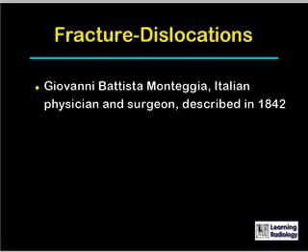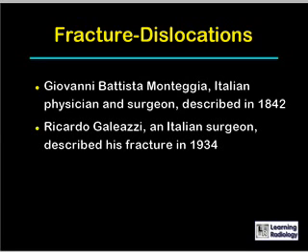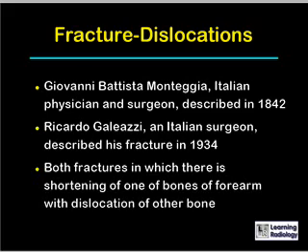Giovanni Battista Monteggia, an Italian physician and surgeon, described the fracture which is named after him in 1842, which was some 53 years before Röntgen discovered X-rays, and he did it based on clinical observations and physical findings. Riccardo Galeazzi, an Italian surgeon, described the fracture named after him in 1934. Both the Monteggia and Galeazzi fractures, besides being named after Italian physicians, are fractures in which there is shortening of one of the bones of the forearm with dislocation of the other bone.